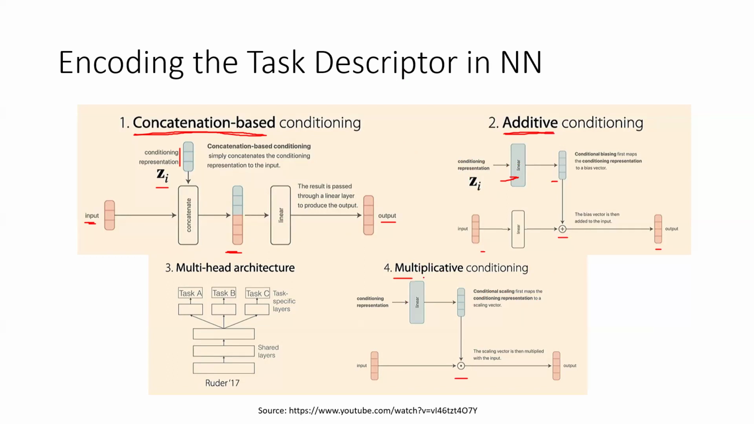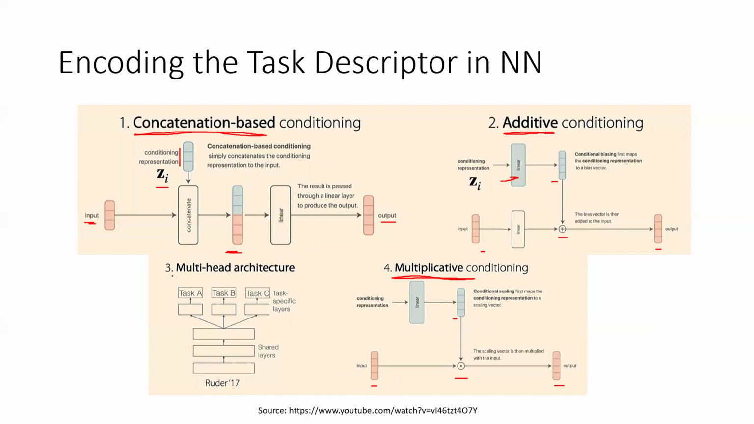This is multiplicative conditioning, right? You can pass it through the linear layer and get some vector, and you can simply multiply the input with the task descriptor directly. This one may work better because it encodes in a much more intuitive way, right? So this one is actually better, and it is known as multiplicative conditioning. In the previous case we are just adding; here we are multiplying Z_i with the input data to get the output.